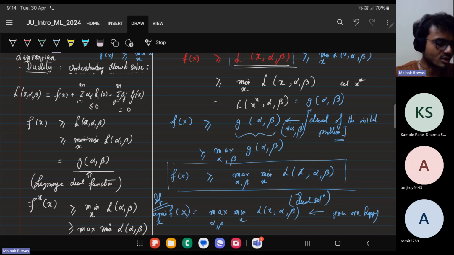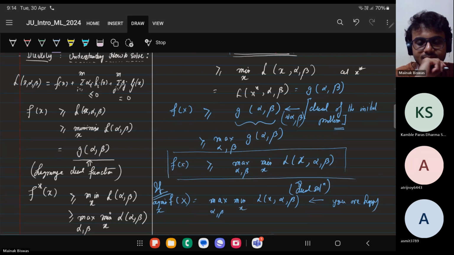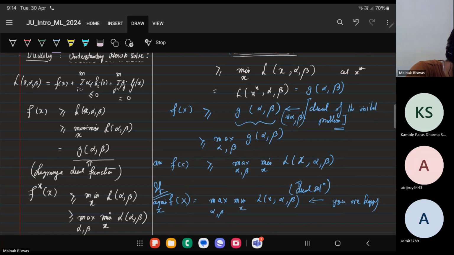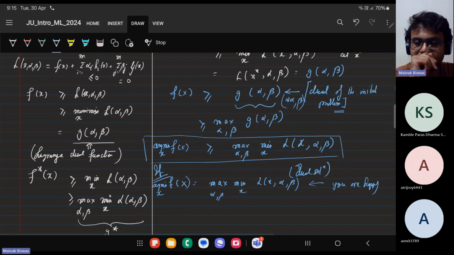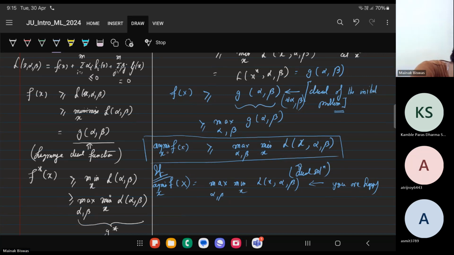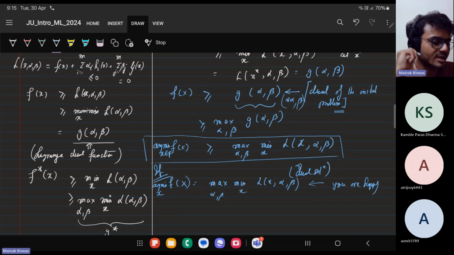If this was true, I'll write again. If this was so, the right hand side and left hand side are independent of one another. I can keep on maximizing alpha beta, and on the left hand side, I can keep on minimizing x. But x has to be in the feasible set, and that constraint is not held in the right hand side. Only alpha and beta have to be greater than 0. So my question to you is, will you be happy if they're equal?